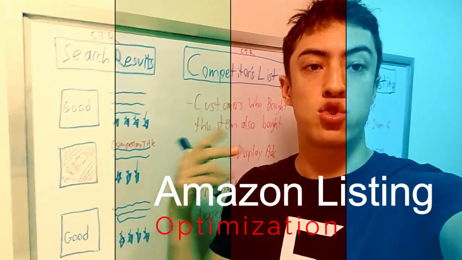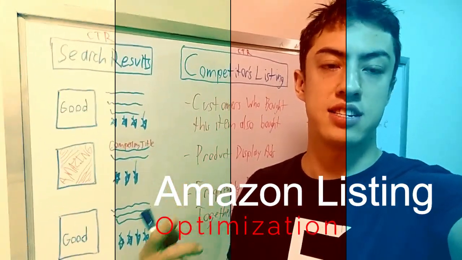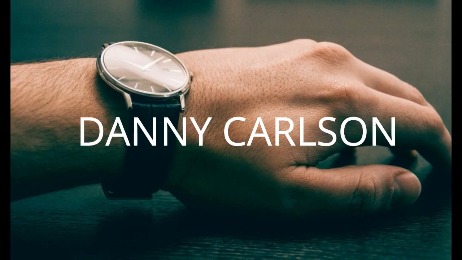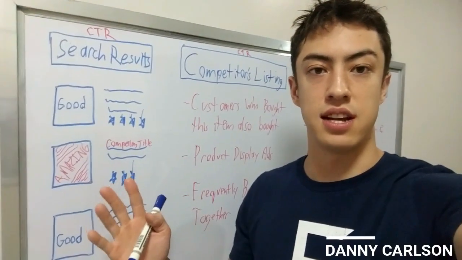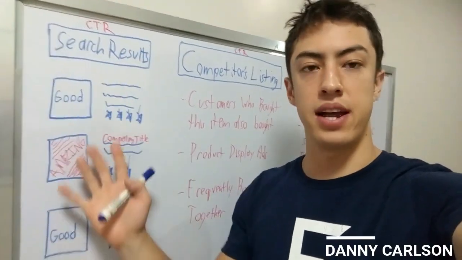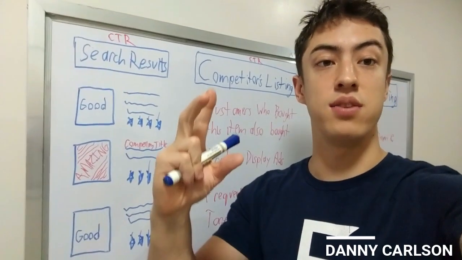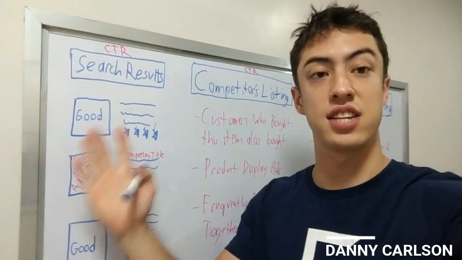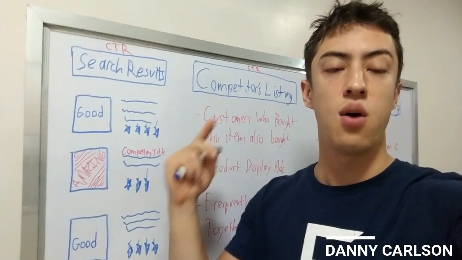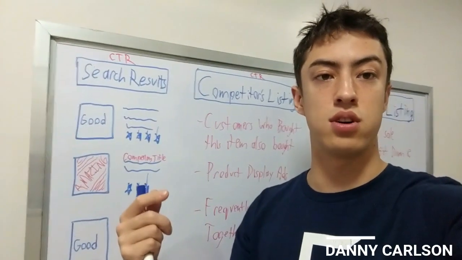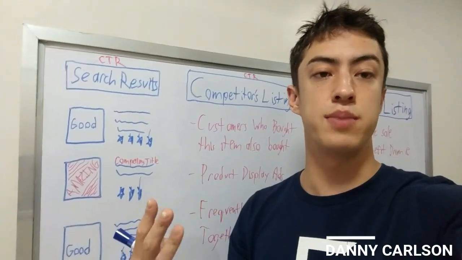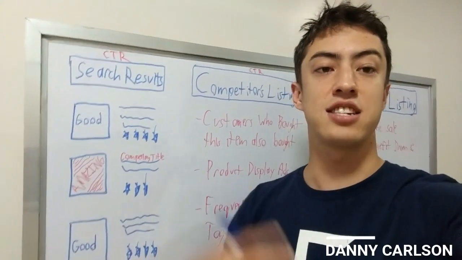So this video is about the structure of Amazon listing optimization. What parts of the listing affect your sales and your ranking in different ways? What parts do you need to tweak in order to increase your click-through rates, get more people onto your listing? What things do you need to tweak or improve in order to increase your conversion rate, which means more people that are on your listing actually buy your product?